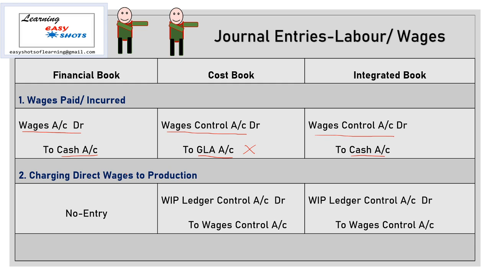Our next transaction is related to recovery or charging of wages to different departments. Now when we charge wages to that department where the workers worked or gave their services, then that department or overhead account is debited and wages control account is credited. So when charging direct wages to production, in place of production we use WIP ledger control account, so our entry here is WIP ledger control account debit to wages control account.